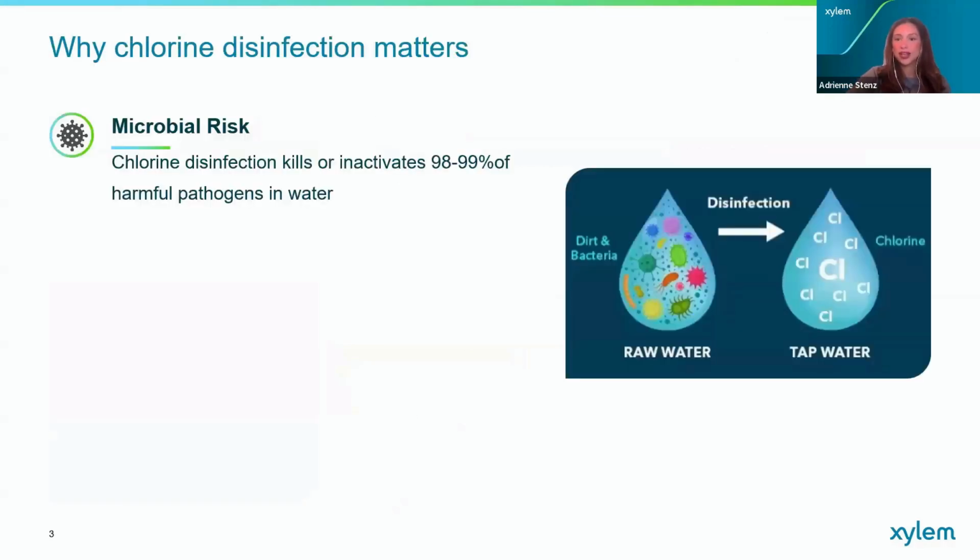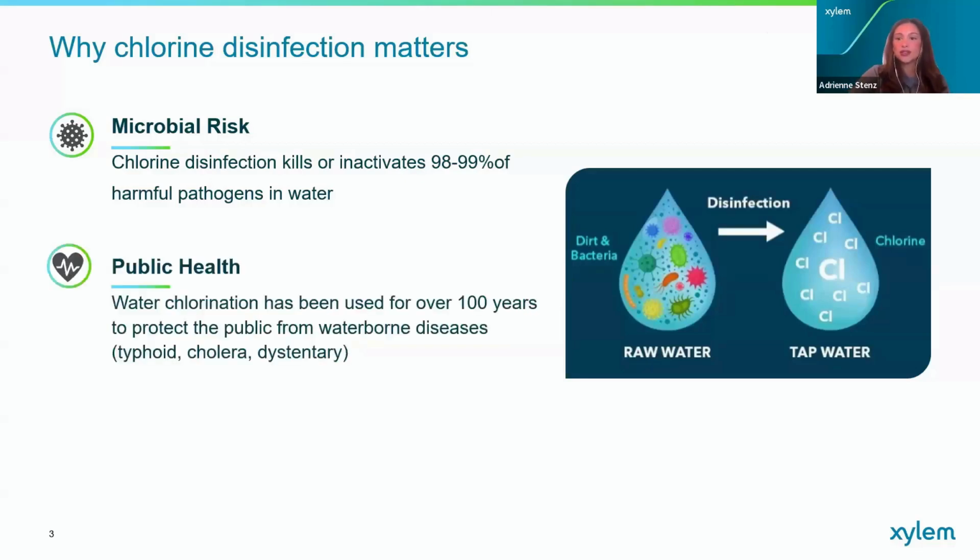Let's begin by talking about why chlorine disinfection matters. Chlorine is a powerful disinfectant that kills or inactivates 98 to 99% of harmful pathogens in water, including bacteria and viruses, which are harmful to human and animal health.